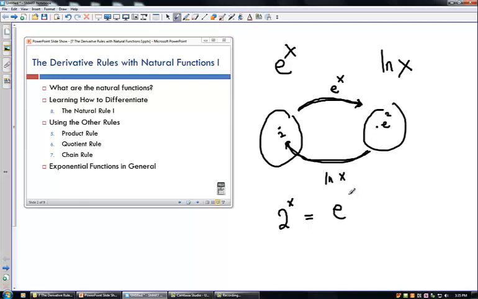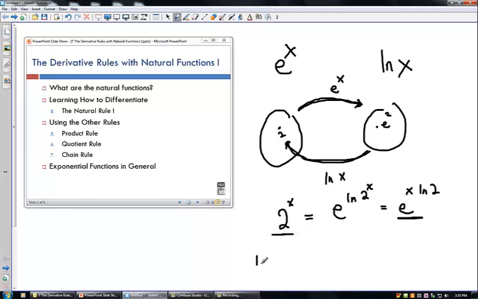e to the ln of the anything is the anything, so e to the ln of 2 to the x. It's the same thing. The anything is equal to e to the ln of the anything. And then I could write this as e to the x ln of 2. And so if I can take derivatives of e's, then I can take derivatives of 2 to the x.